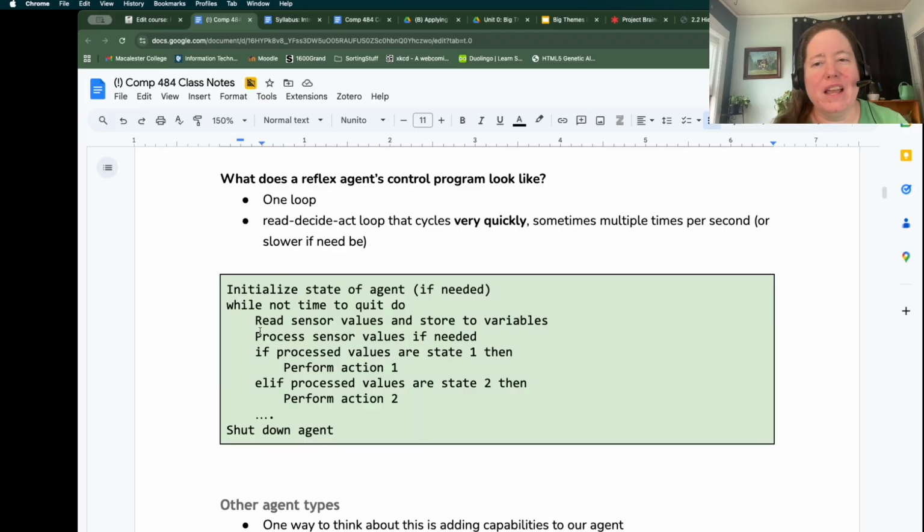So here I have a little pseudocode that shows what the complete program for a reflex agent might look like. Before it starts to respond to the world, you might have a setup state where you initialize it, you get anything prepared that it needs, and then it just goes into a loop that loops forever until it's time to quit. It reads the sensor values. It may process those sensor values, so converting them from one form to another. And then it has a set of if-else statements that choose, based on the processed data that it has received, what action to take, and it performs that action, and that's it. And then it goes back around and does that whole cycle again, until and unless it's time to quit, and then you need to maybe shut down the agent in whatever way is appropriate. This is very, very simple. This is what you typically have with a reflex agent.